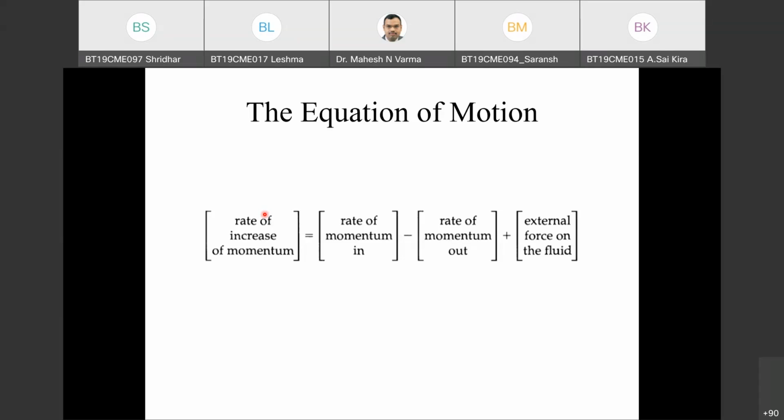So to start with, this is the generalized momentum balance equation. Consider x momentum, which accounts for the x velocity. We are considering the x velocity and its components in x, y, z. It is varying in all three directions, so certainly the dimensions of the differential shell will be delta x, delta y, delta z.